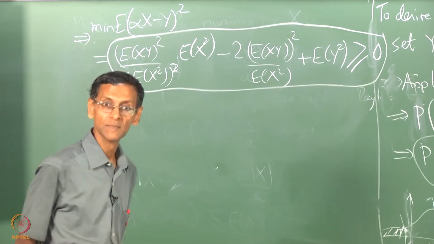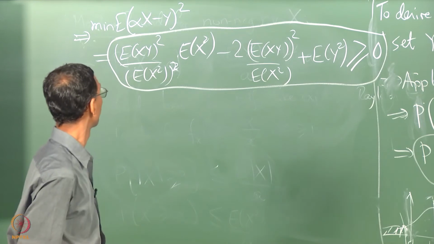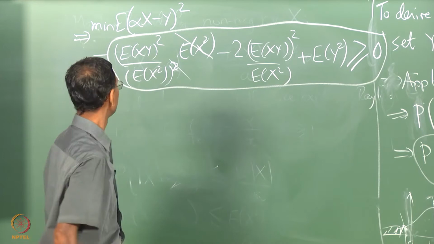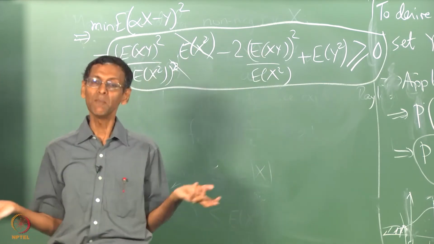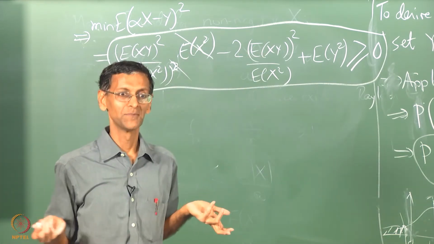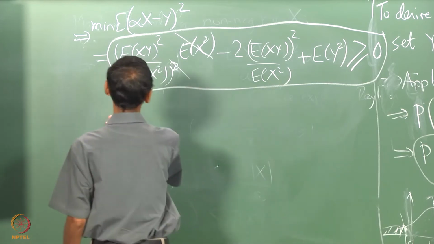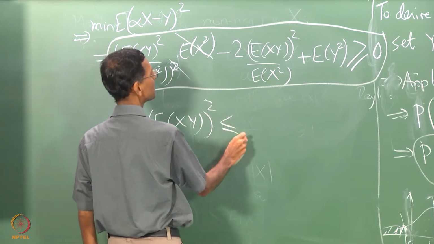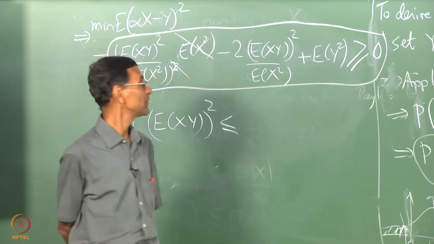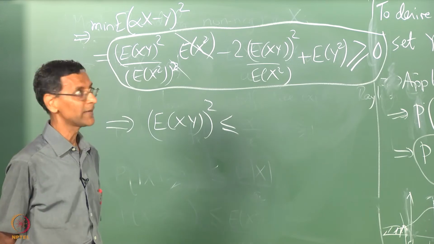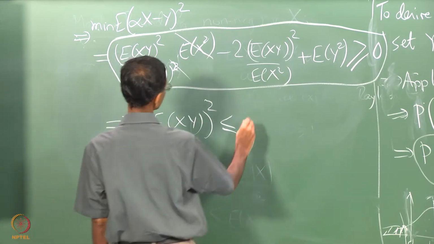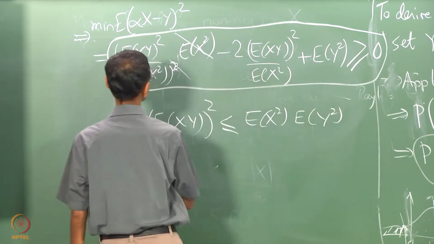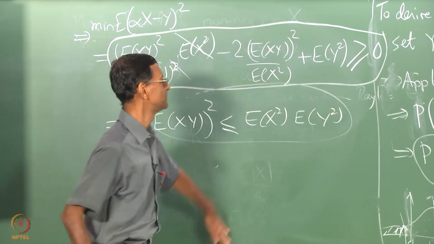So what do you get from this? Just simplify. This will cancel this, right? And then these two, wow, they become the same thing. So E of xy the whole squared, what becomes upper bounded by? What does it become upper bounded by? E of x squared into E of y squared. That's it.